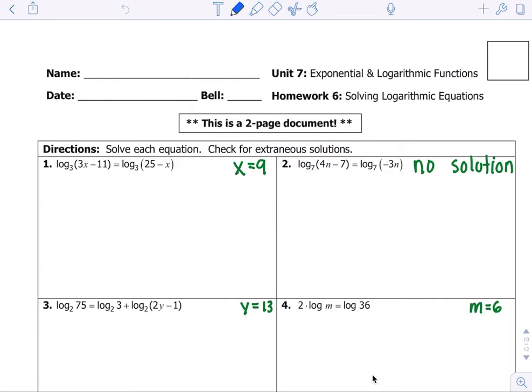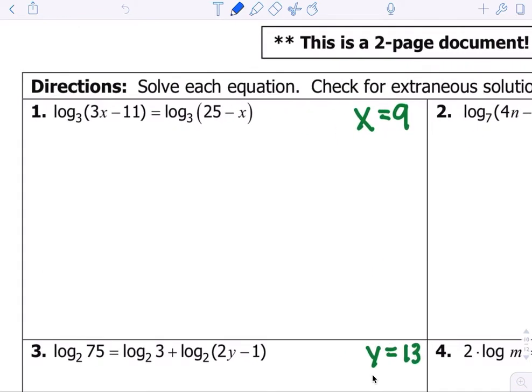Here's your guys' homework on solving logarithmic equations. So we're going to start with number 1.